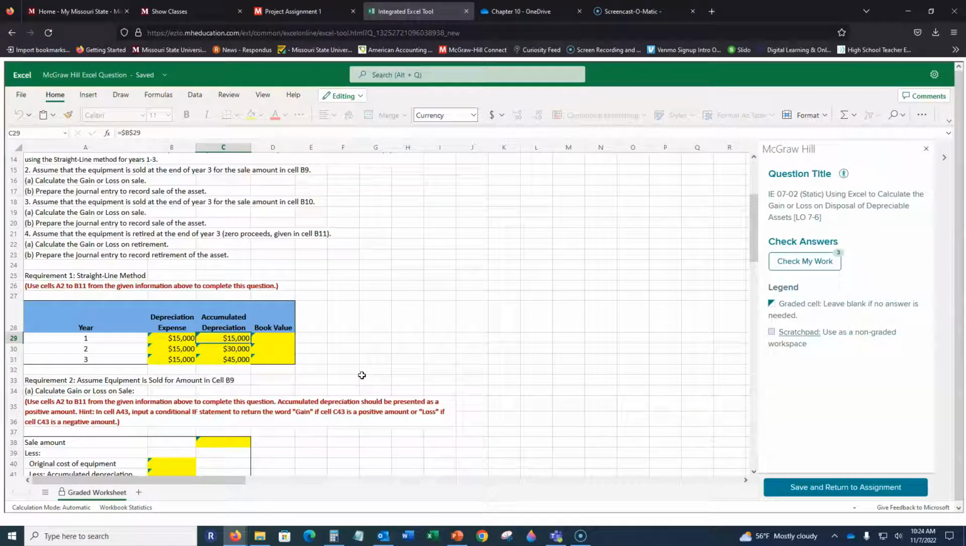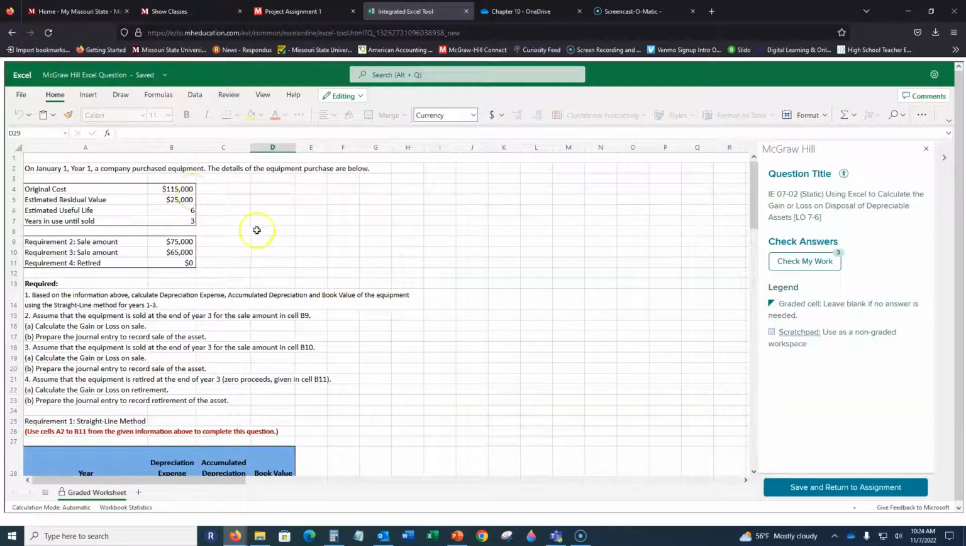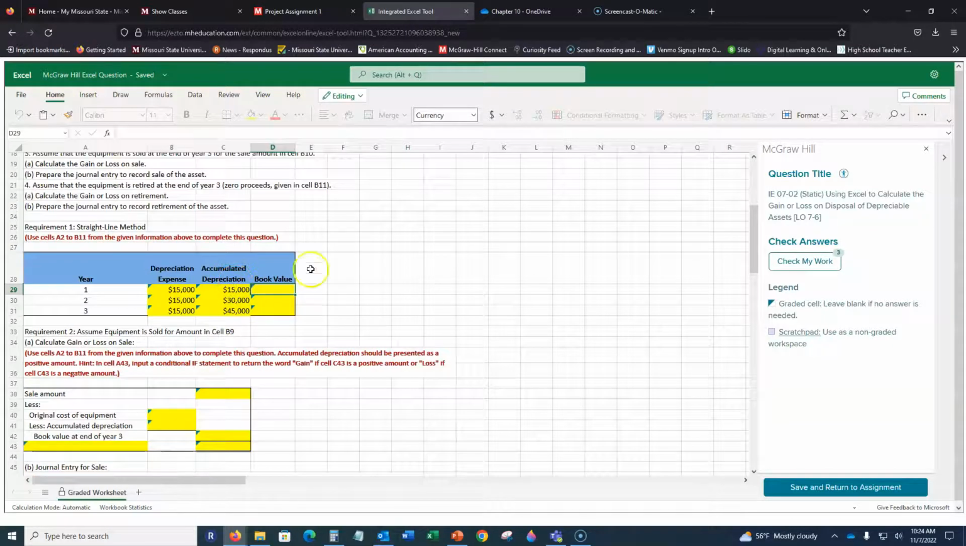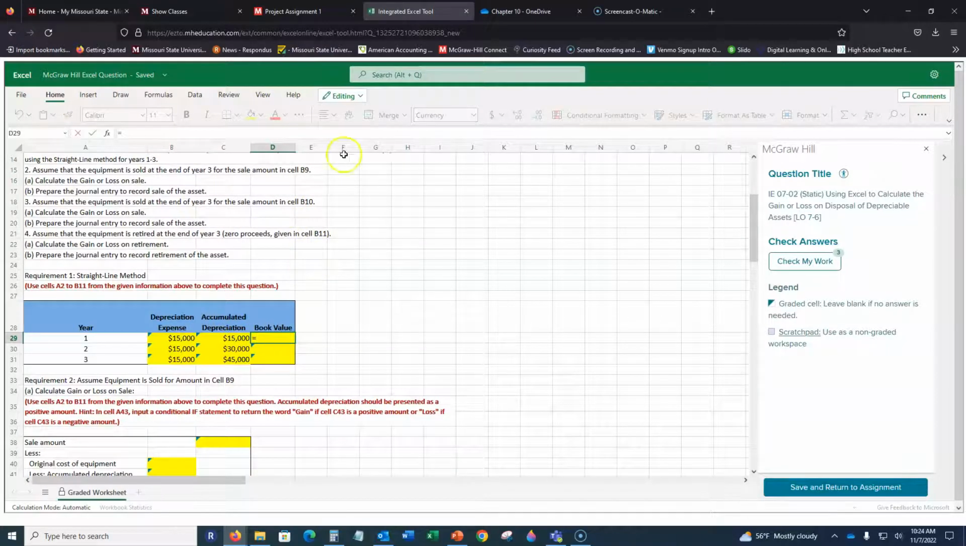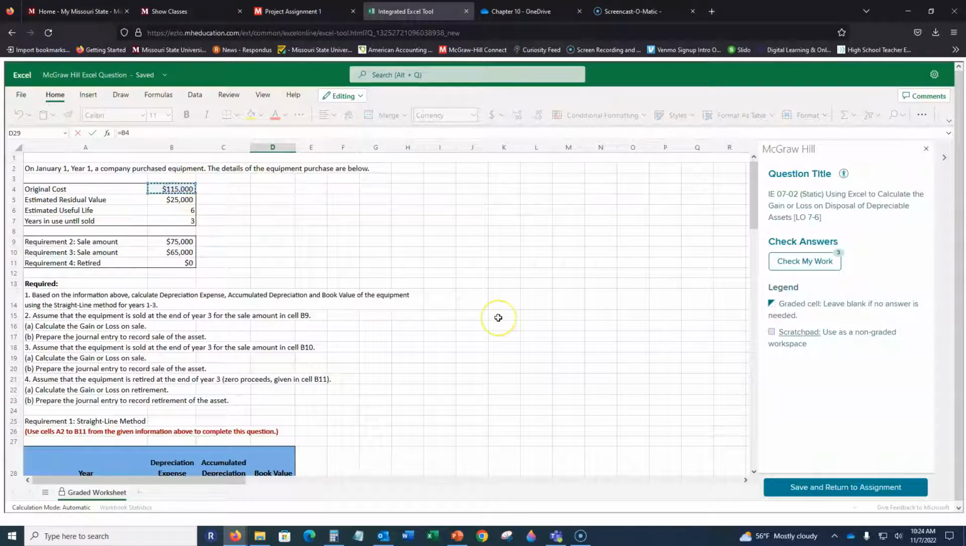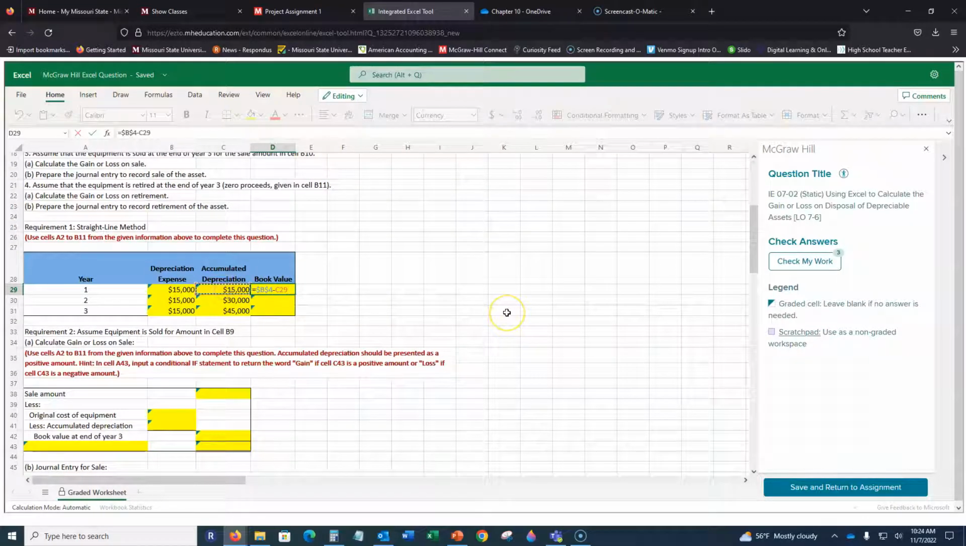Now, how do we find our book value? Well, our book value is our original cost, right, less our accumulated depreciation. So we're going to take our original cost, we'll make that an absolute reference, and we will subtract our accumulated depreciation. Okay.